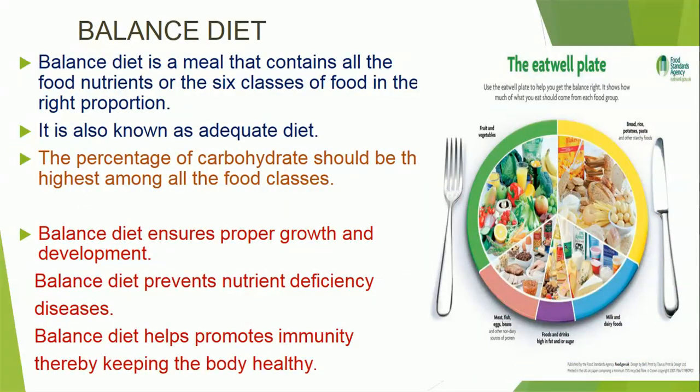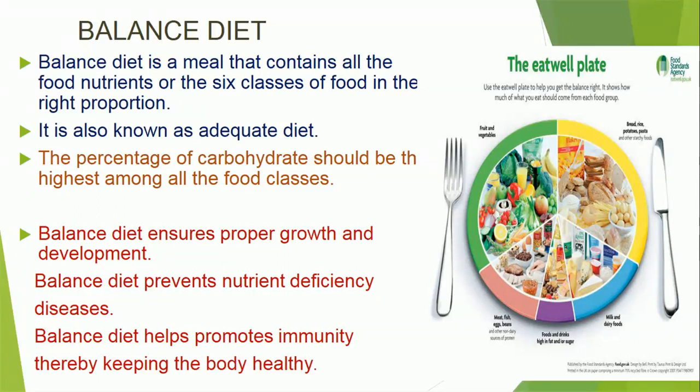Balanced diet. What is a balanced diet? A balanced diet is a meal that contains all the food nutrients, or all the 6 classes of food, in their right proportion. So in a meal, if you have carbohydrate, protein, vitamins, fat and oil, mineral salt, and water, that kind of meal is a balanced diet, but it must be in their right proportion.